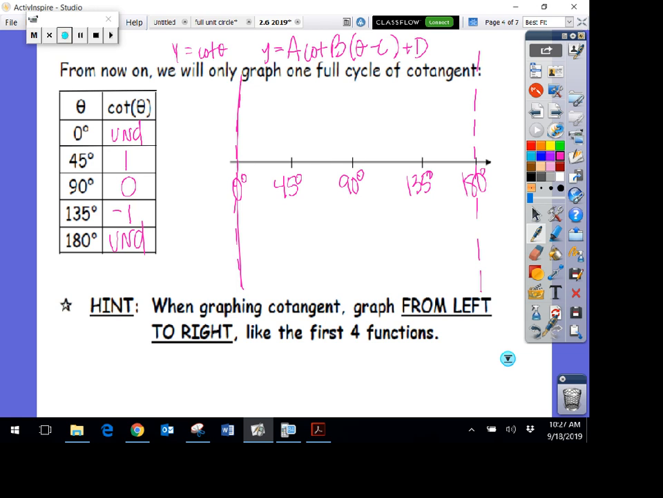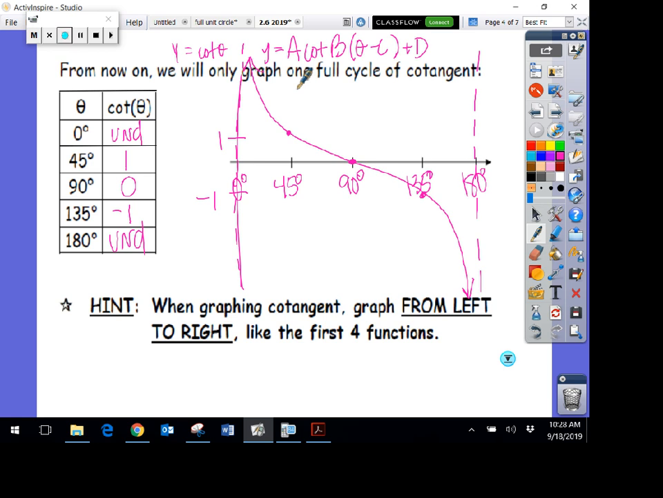When I plot these, I usually start with my middle point. So 90 degrees, 0, and then at 45 degrees we're at 1, or I think of it, I go left and up, right and down. That's that cotangent. Or I can plug that value in and see what it equals. And then we can approach that asymptote. Make sure you go all the way to the asymptote, and there is your parent function of the cotangent graph.